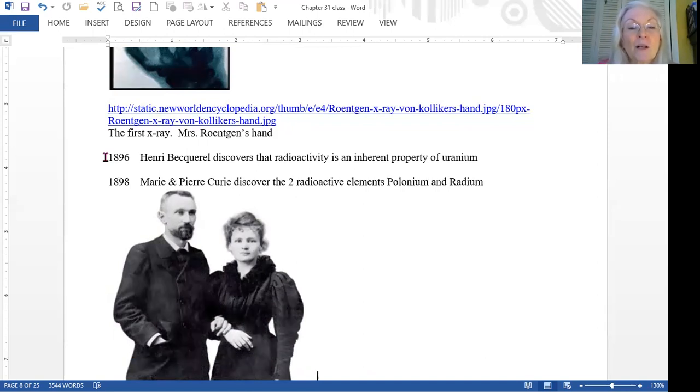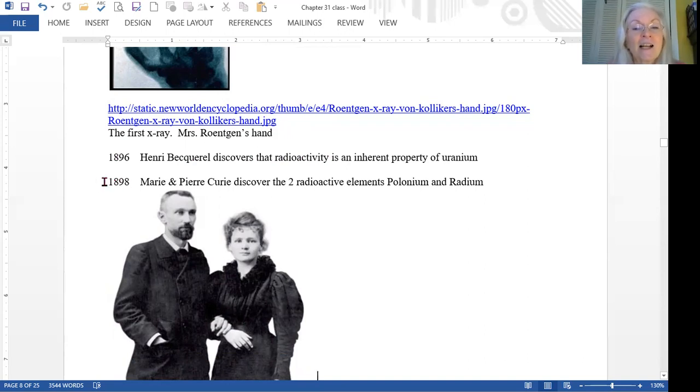And that led Becquerel to the discovery that there were some things that released energy, just like light is a form of energy, but you couldn't see it. And that it was an inherent property of the material. It didn't require activation by sunlight.